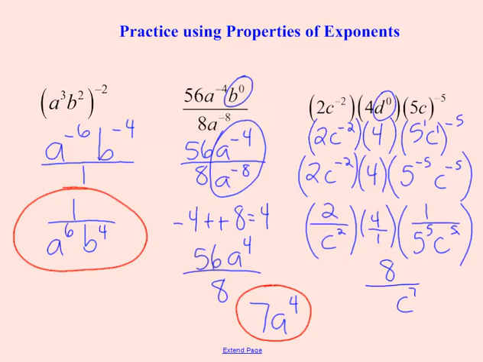And 5 to the 5th, we can figure out what 5 to the 5th is. You might need to use a calculator here. 5 to the 5th is actually 3,125. So you would want to ask yourself, can 8 over 3,125 be reduced? And in this case, it cannot. So this is our simplified answer, 8 over 3,125 c to the 7th power.